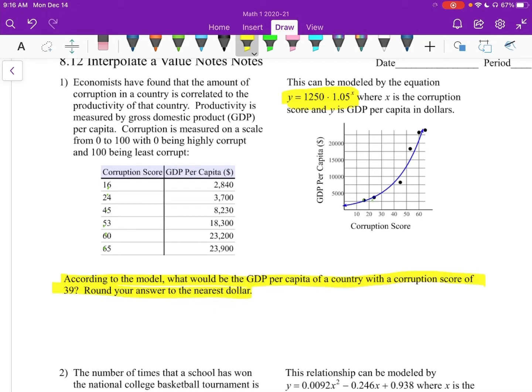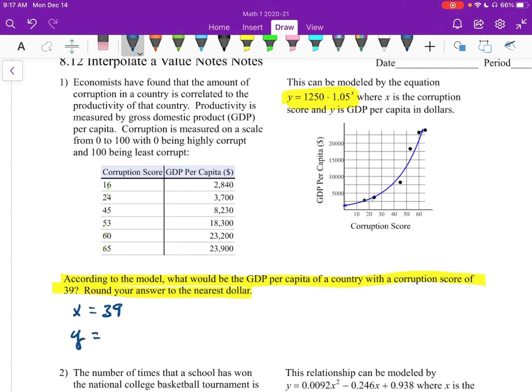Now let's read our actual question. According to the model, what would be the GDP per capita of a country with a corruption score of 39? So let's read back up the second paragraph. We have y equals 1250 times 1.05 to the x, where x is the corruption score. It tells us our corruption score is 39, so x equals 39. What I'm going to do now is plug in, type it in my calculator, and see what I get.